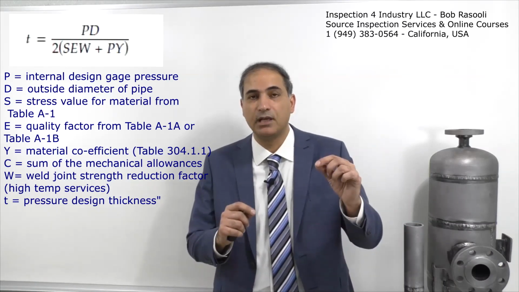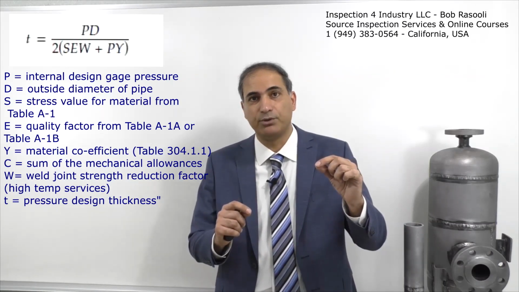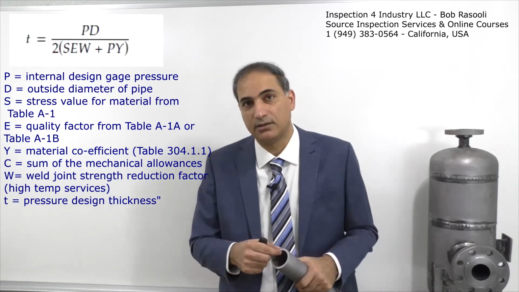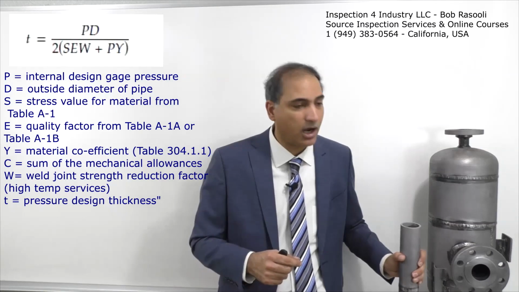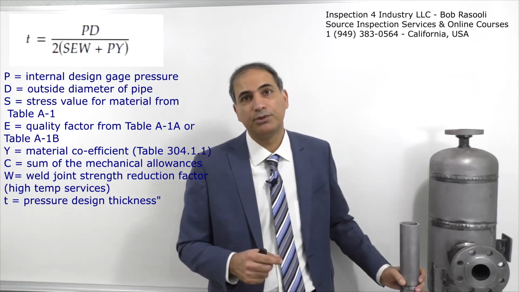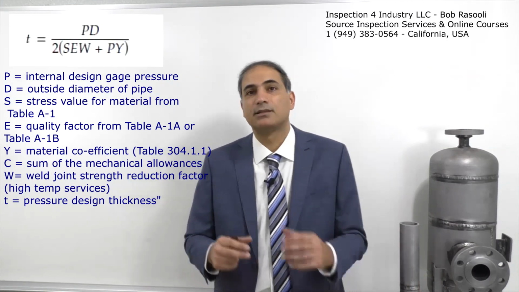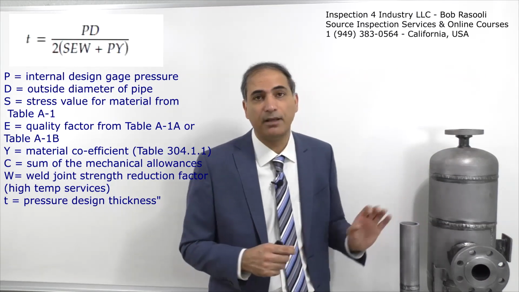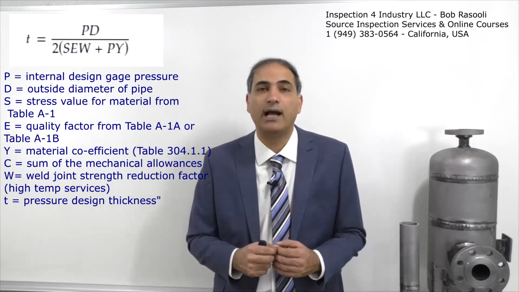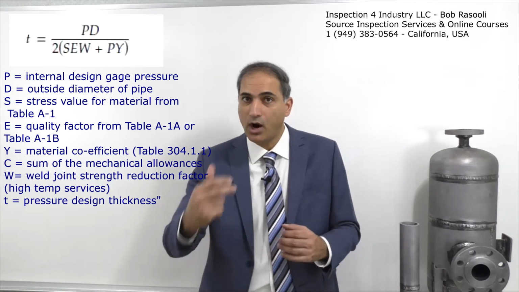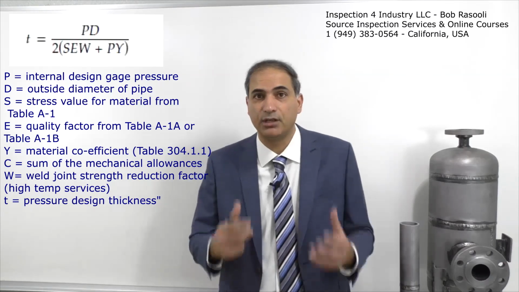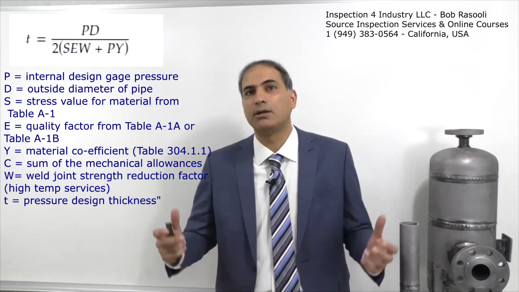They have an opposite direction. So if you put the higher stress value, you're going to get the thinner pipe. And if you put the lower stress value, it means a higher safety factor, and actually you're going to get the thicker pipe. So all of them come with a cost.